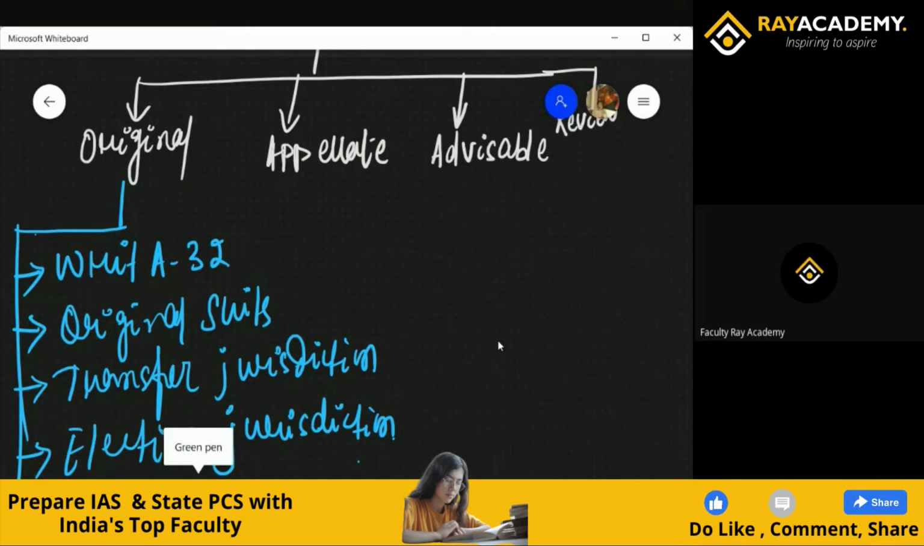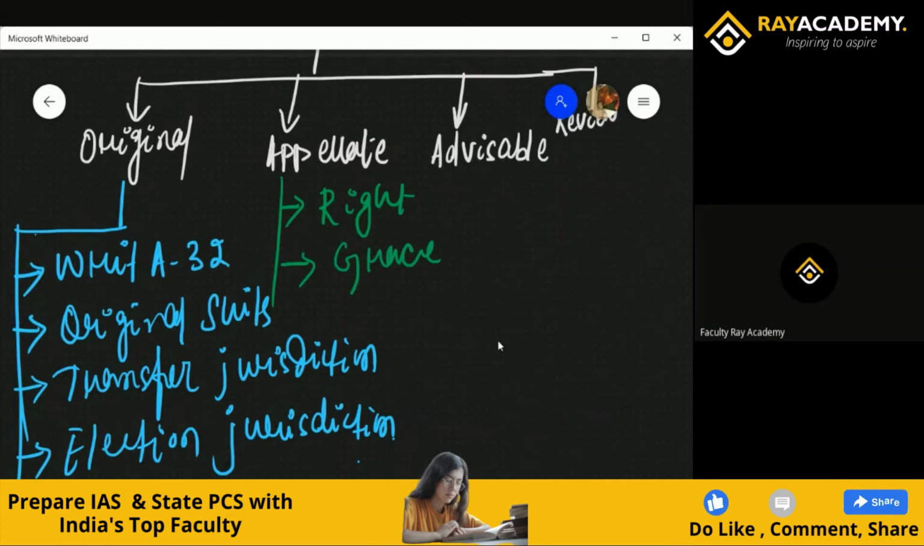All right. Under appellate, right, grace, then you have statute. इतना आप लिखो.